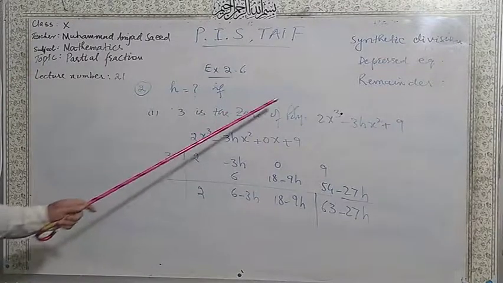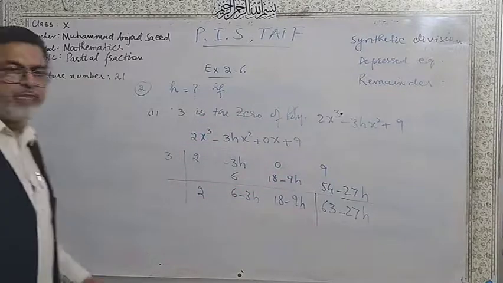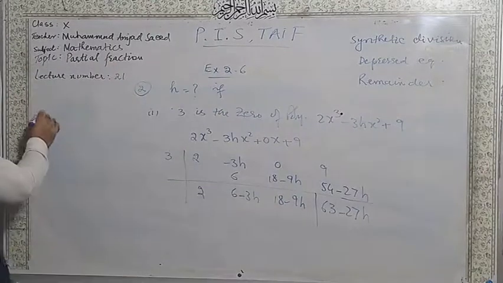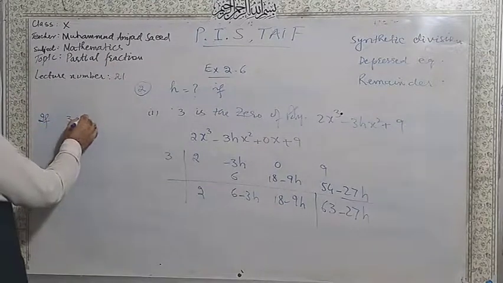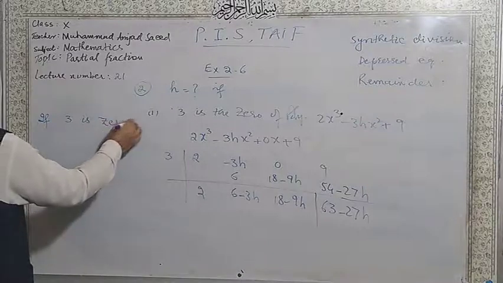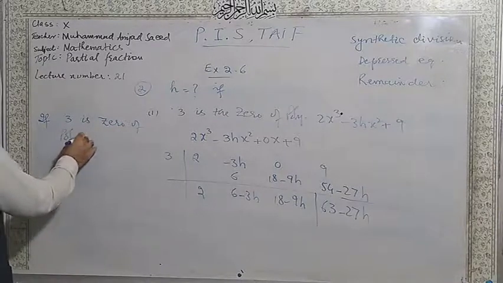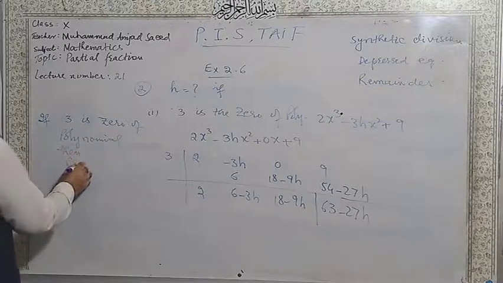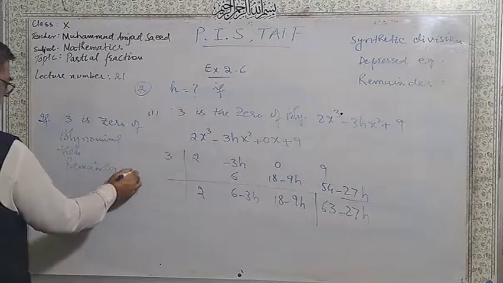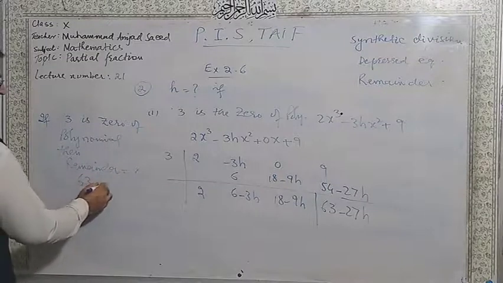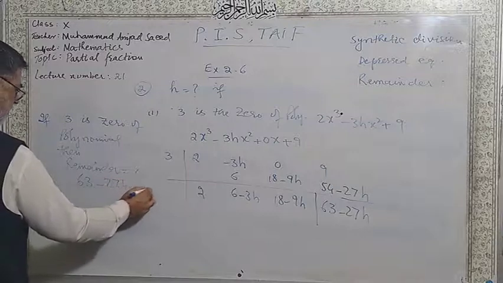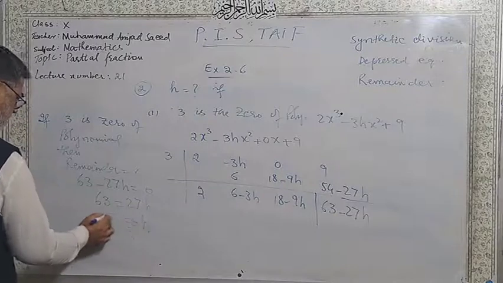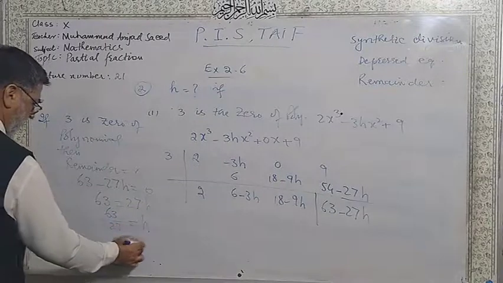If 3 is the zero of the polynomial, then the remainder is equal to 0. This is the rule. We will write down the logic. If 3 is zero of the polynomial, then the remainder is equal to 0. So 63 minus 27h is equal to 0. 63 is equal to 27h. h is equal to 63 over 27.